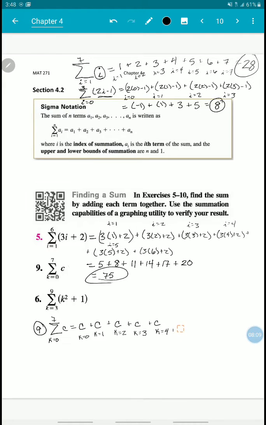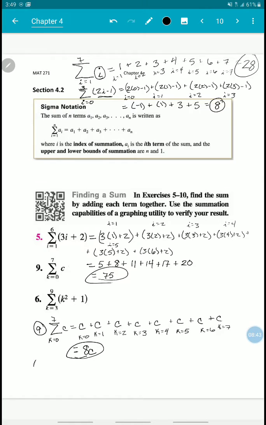And then when k is 5, we're going to get c. And when k is 6, we're going to get c. And then when k is 7, we're going to get c. So if we were to add these together, we have 8 c's. So this would be 8 times c. This one you wouldn't be able to do on the calculator because it's using a variable here.